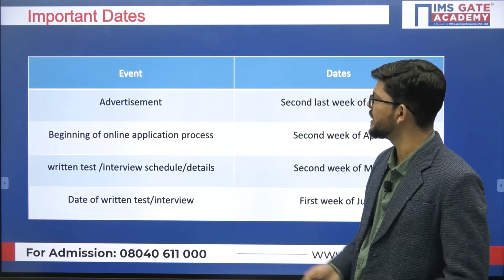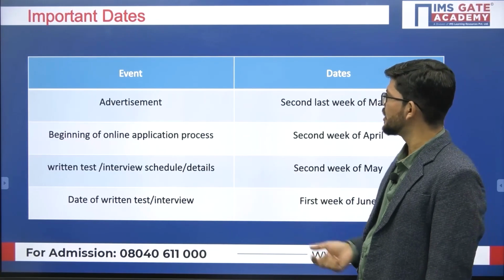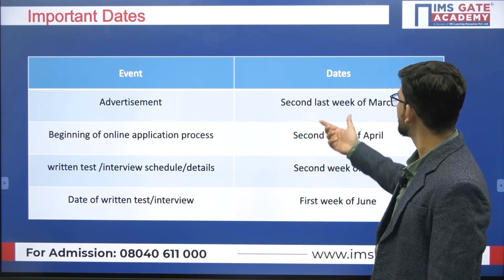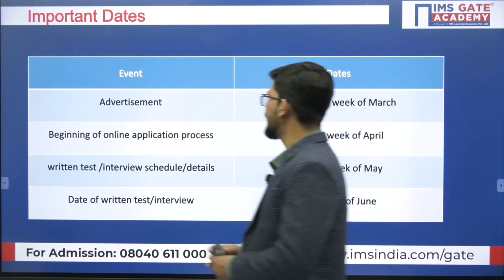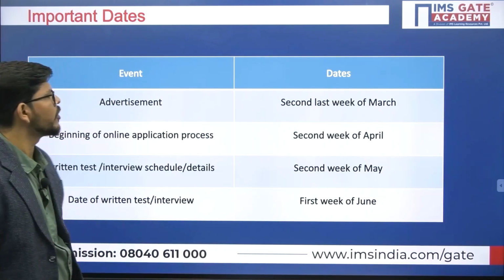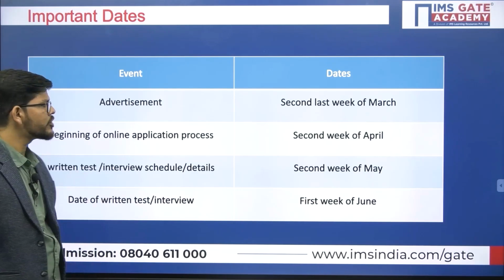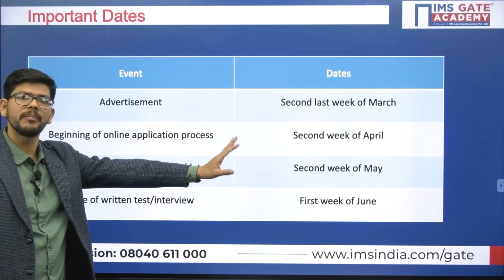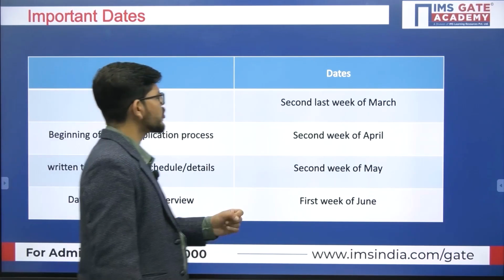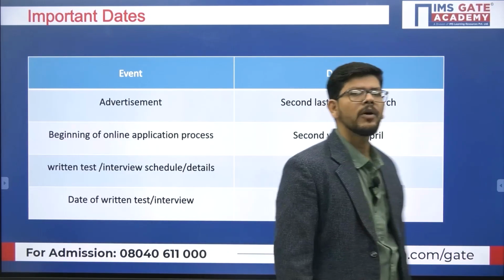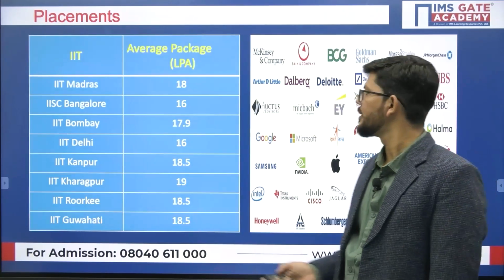Talking about important dates, the advertisement is going to be released in the second week of March, and the online process will begin probably in the second week of April. The interview schedule will be released in the second week of May, and then finally the written test or interview, if any, will happen in the first week of June as well.